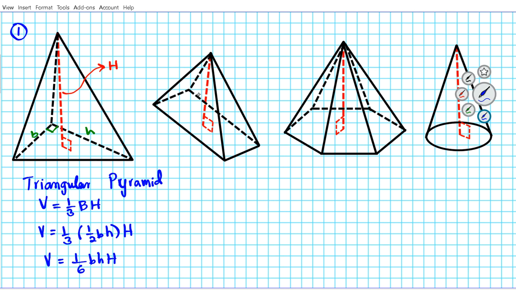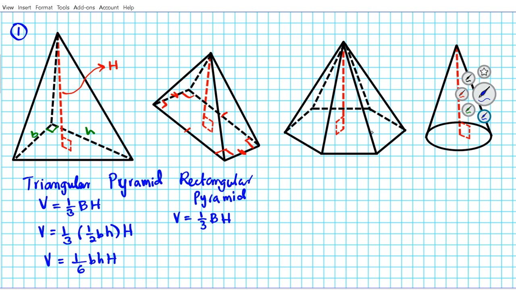Okay, next one. Look at the shape of the base. Let's put some more details here. Let's say this is 90, 90, 90, and then opposite sides are congruent. All right, so this is a rectangle. So since the base of this pyramid is a rectangle, this is going to be a rectangular pyramid. Okay, the volume following the same pattern is going to be 1/3 base times height. The standard volume for pyramids, 1/3 area of base times height.